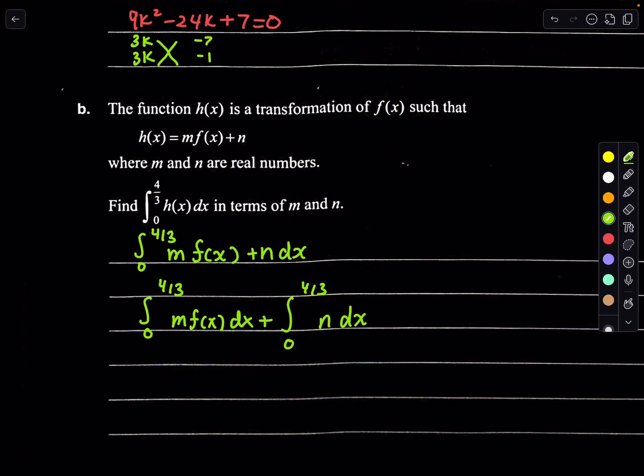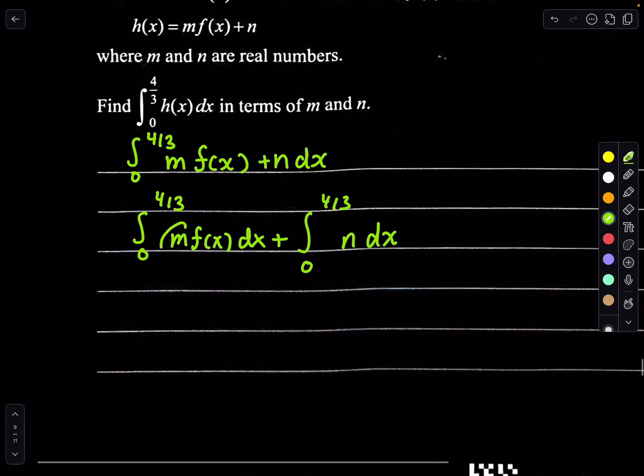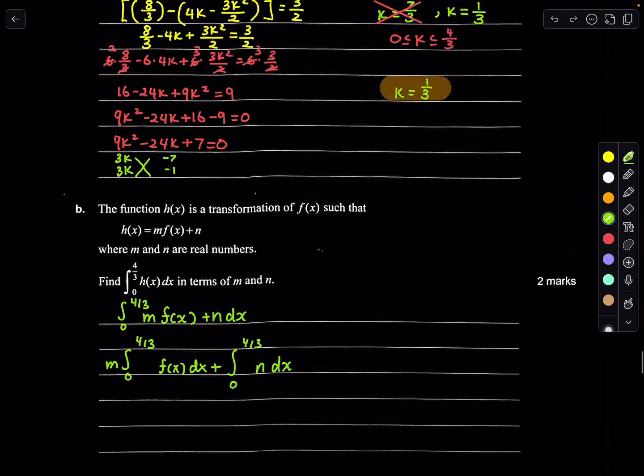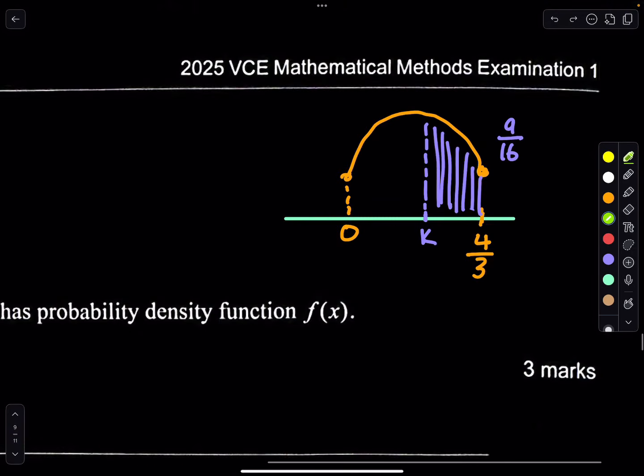Can you see how I just broke down the integral? And you know how m's a constant, so we can just take the m out, yeah? Look at this. The integral from 0 to 4 over 3 of f of x dx is what? Remember how f of x is this function, yeah?